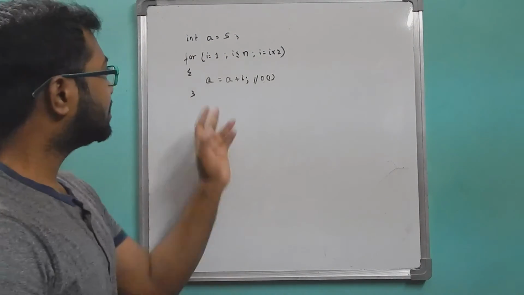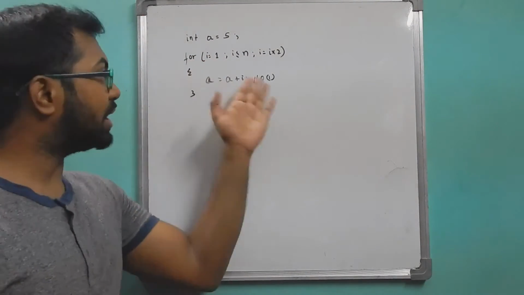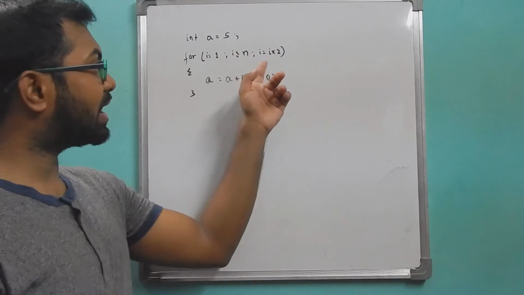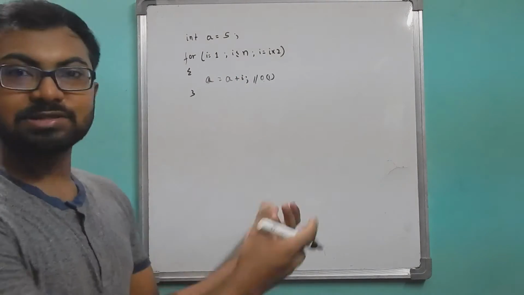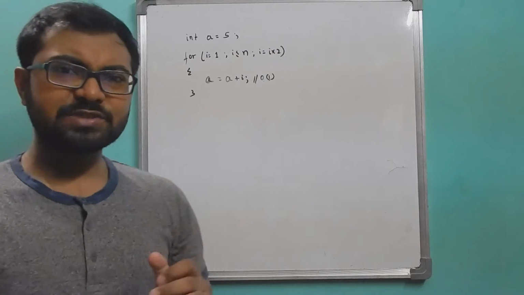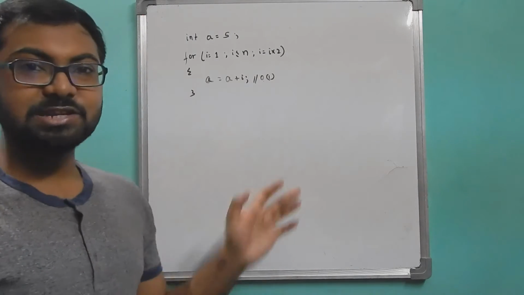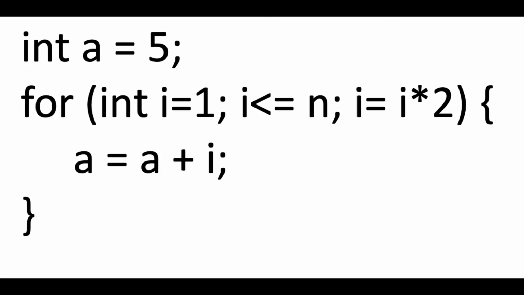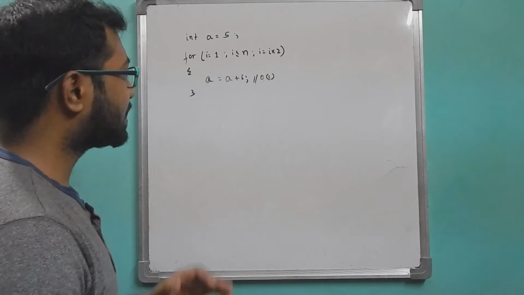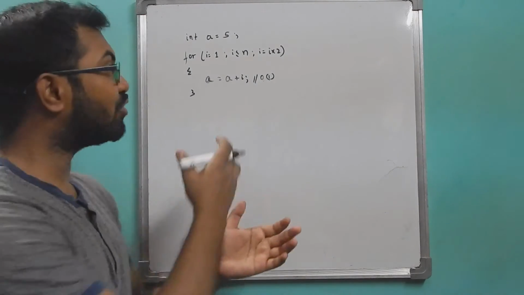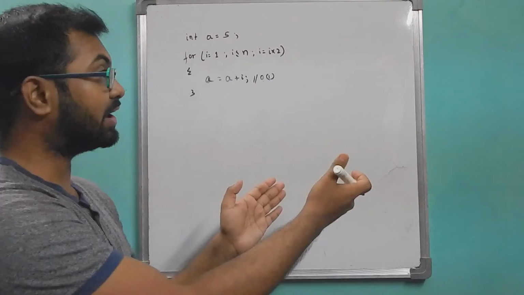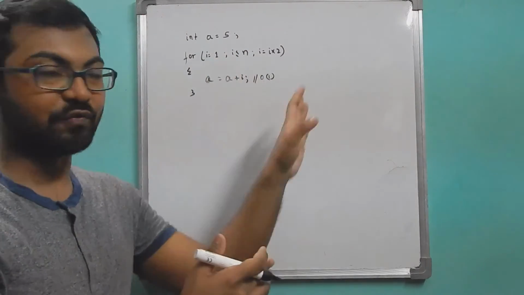In this example, the value of i goes from 1 to n, and at every step i increments, i equals i into 2. So it doubles at every step. So pause this video and try to figure out the complexity for this code. When we have a code like this, let's try to visualize how i jumps from one step to another till it reaches the final value of n.